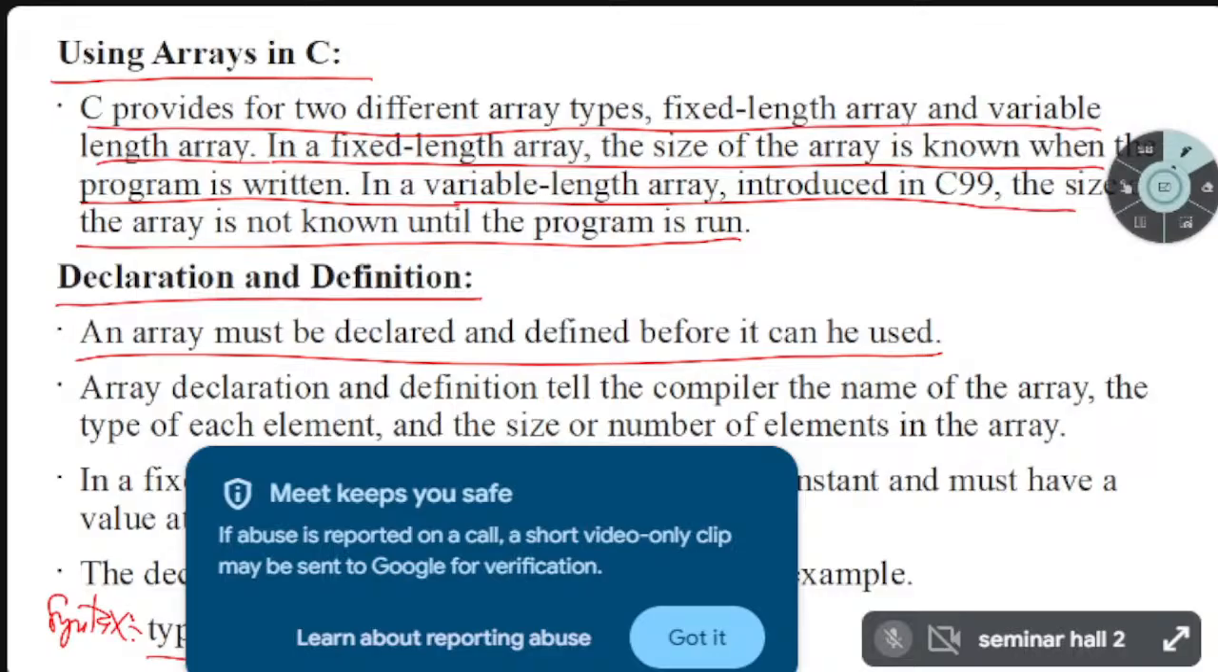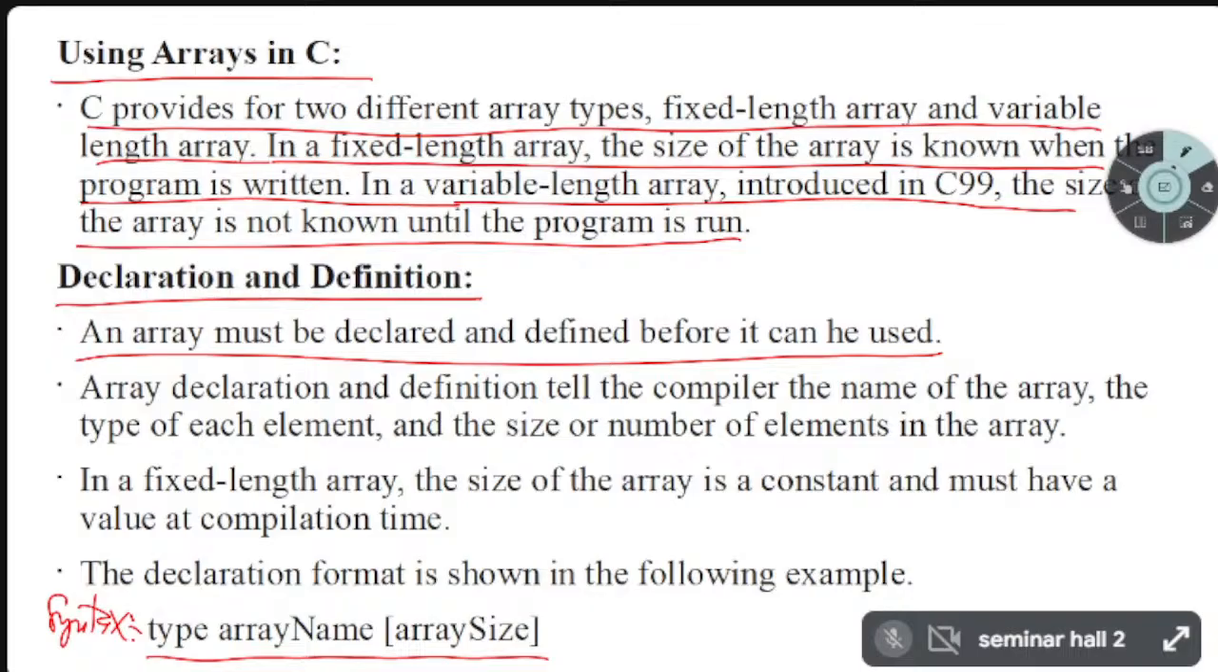There are two types of arrays, fixed length array and variable length array. Two types of arrays we can declare. C provides two different types of arrays, that is fixed length array and variable length array. In a fixed length array, the size of the array is known when the program is written. In the beginning itself, we know that I want to work with 10 integers, or 10 float values or 100 float values.